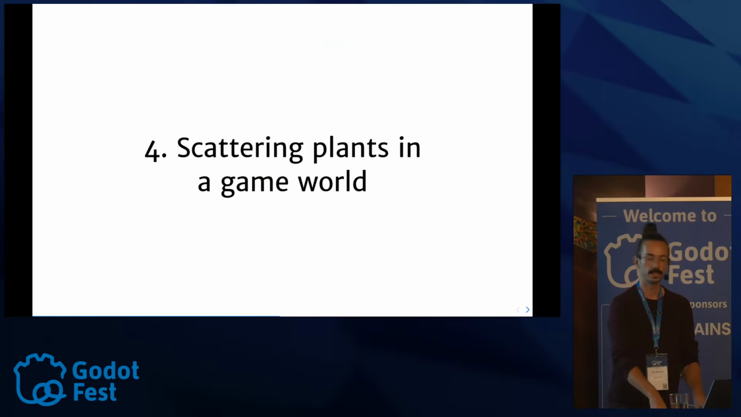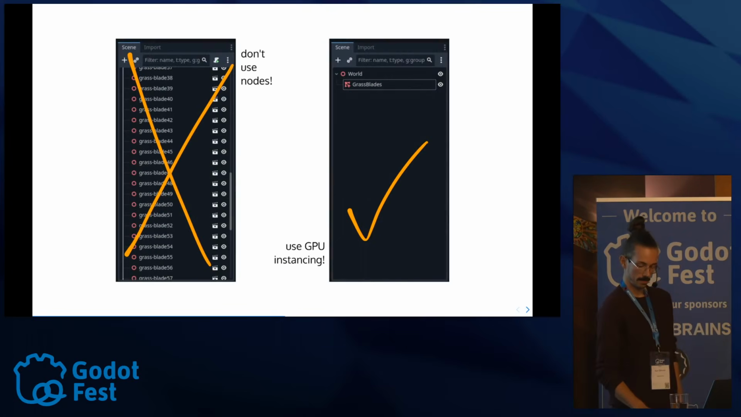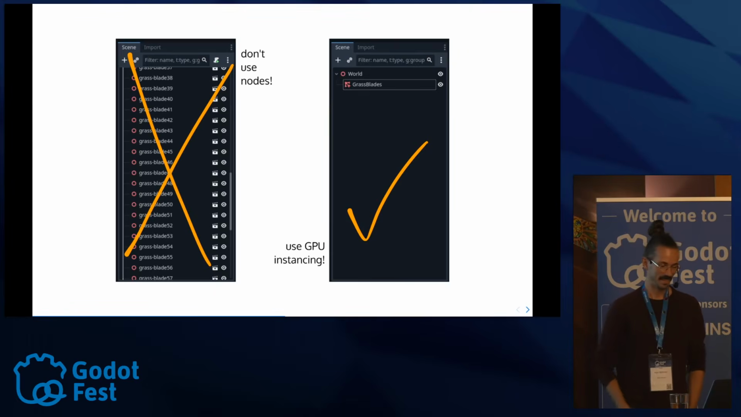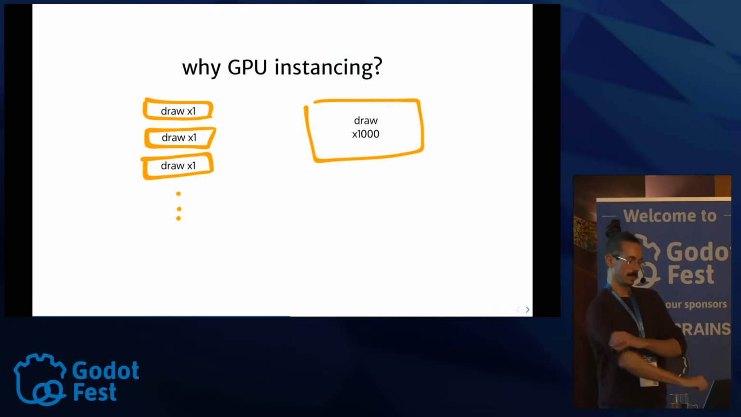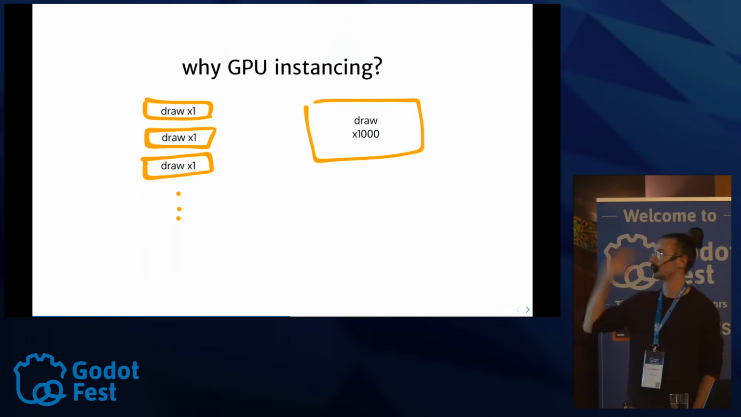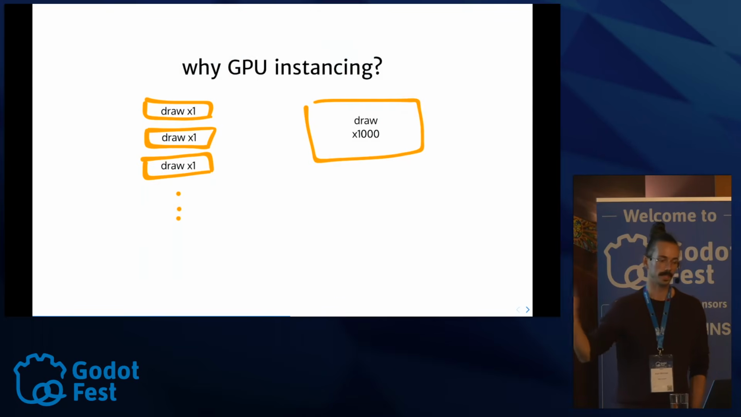Okay, now that we have trees and grass, how do we scatter them throughout our game world? Don't use nodes, don't do this. As you can imagine, that's going to break down your performance really quickly. What you want to do instead is to use GPU instancing. So instead of having the CPU keep track of each individual instance of your geometry, you want the CPU to tell the GPU, hey, there are 100,000 objects of this grass blade, put them at these locations with one draw call, and without the CPU having to keep track of each position individually. You don't want individual draw calls, you want just one where you tell the GPU, hey, draw this object a lot.